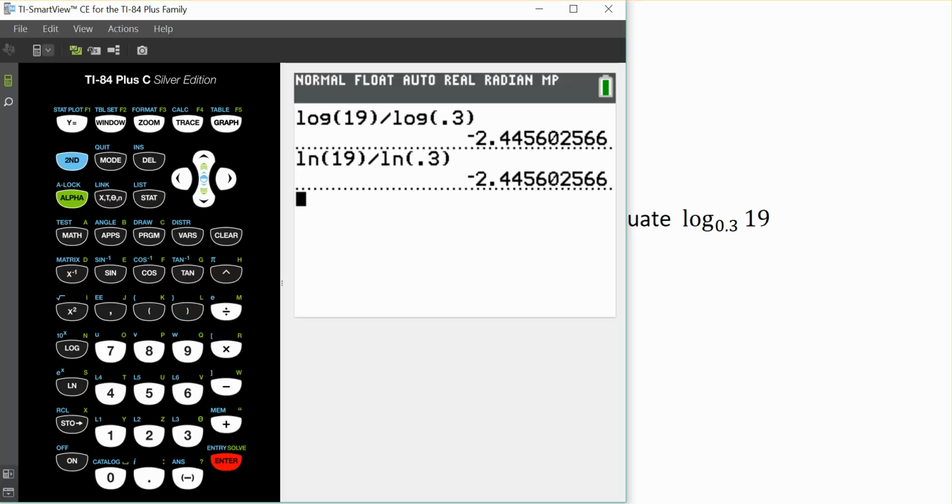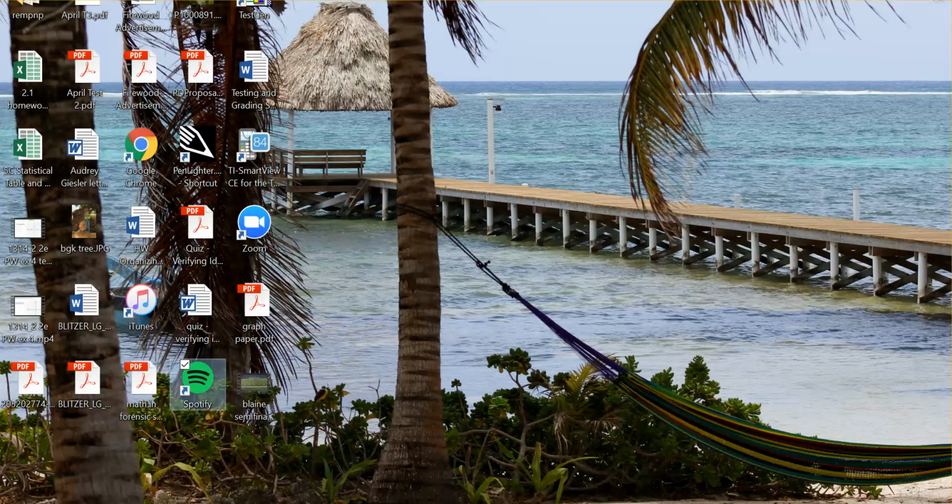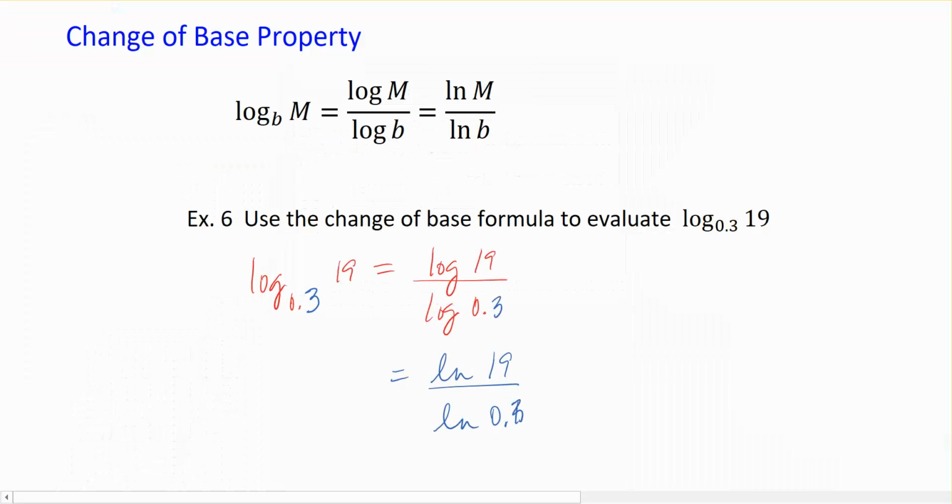So there comes a time sometimes when you need to be able to find out or evaluate, let's say, what this is right here. If I don't have a way of doing that on my calculator, I don't know how to, how would I evaluate it? So this is the formula that allows us to evaluate it on a calculator, because even a scientific calculator would have a natural log or a log.